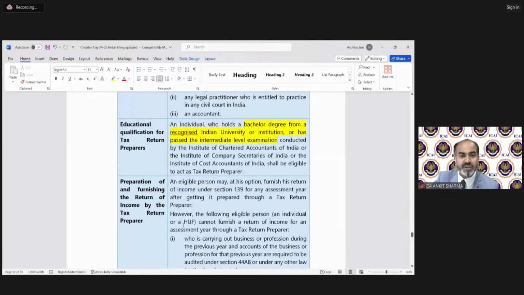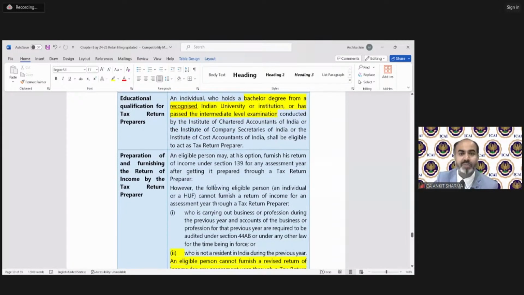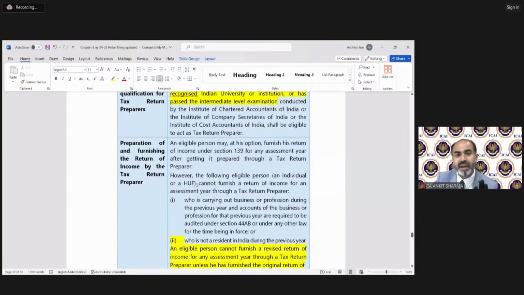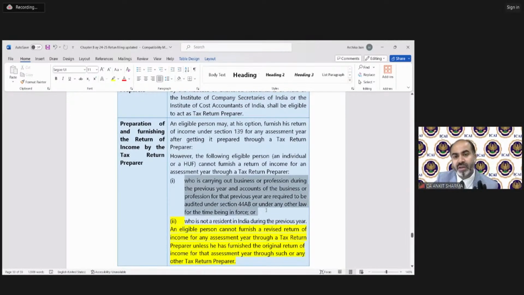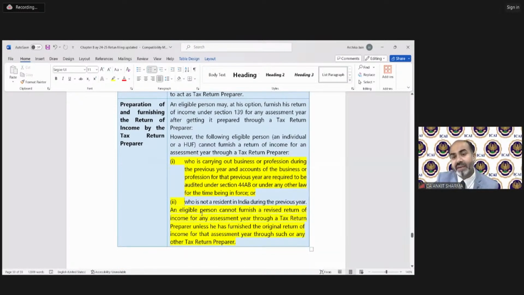Preparation and furnishing of return by the TRP: an eligible person may opt for it. A return can be filed by the TRP, but a TRP cannot file a return of a person for whom an audit has been conducted. They can file a return of any individual or HUF, but they cannot file a return for that person for whom audit has been conducted, or an updated return of a person for whom the original return has not been filed by them.